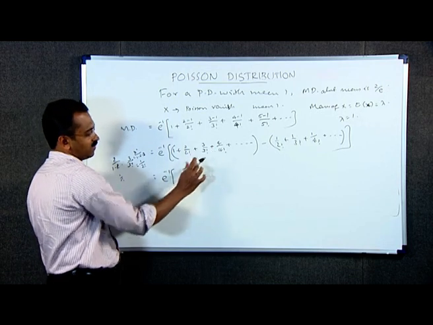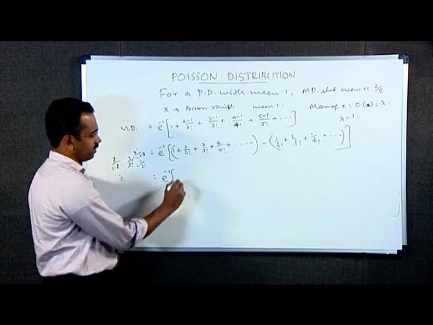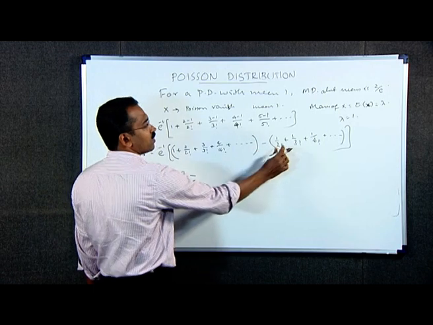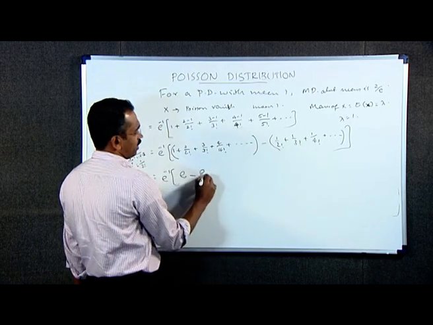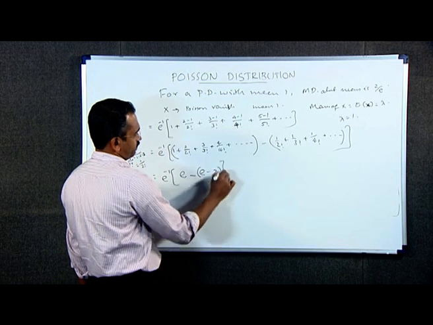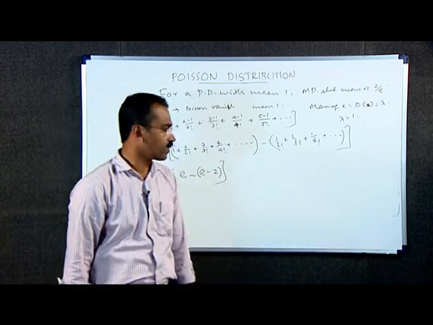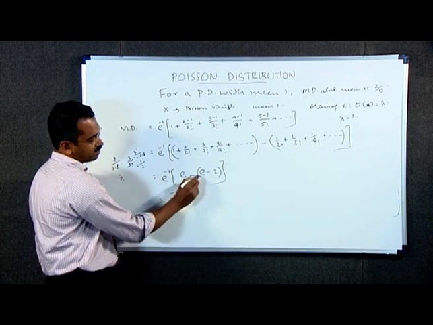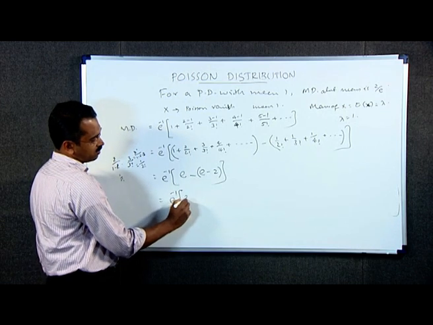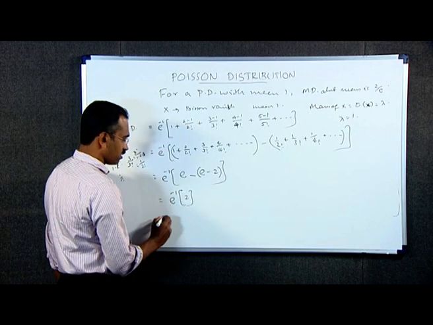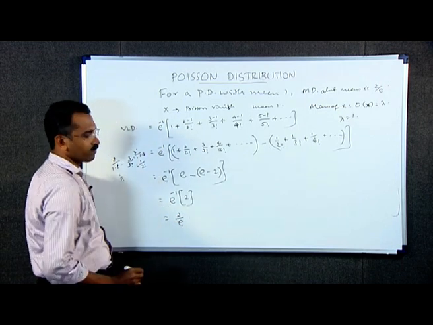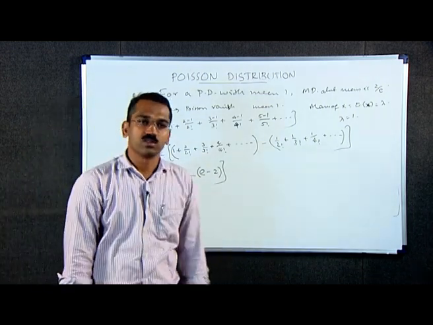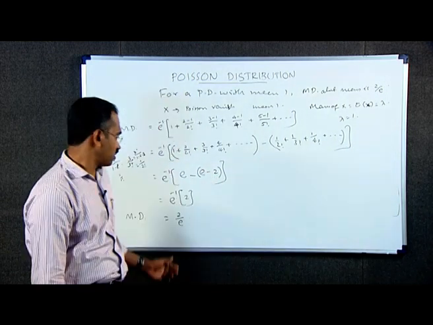Therefore, this is our e raised to 1 minus, this is e minus 2, which is equal to e raised to minus 1 into e minus e is 0, minus of minus 2 is plus 2, that is 2 by e. Mean deviation about the mean for a Poisson distribution with the mean 1 is 2 by e.